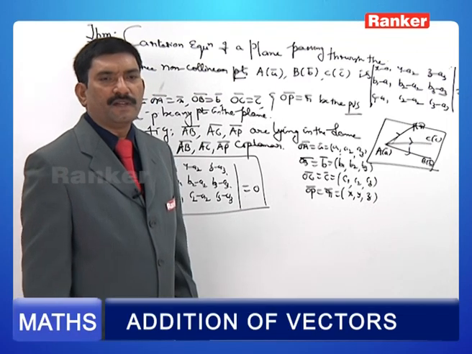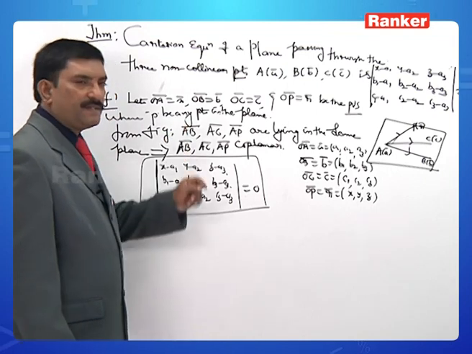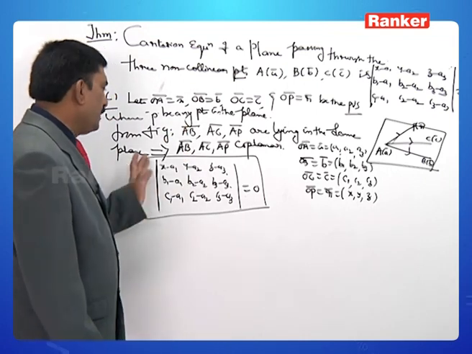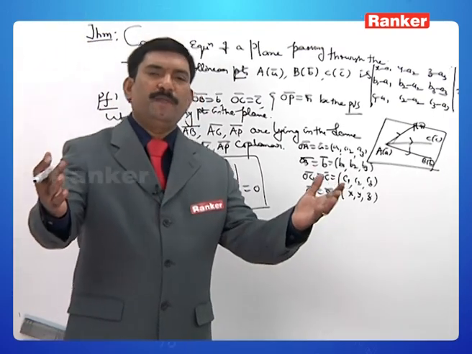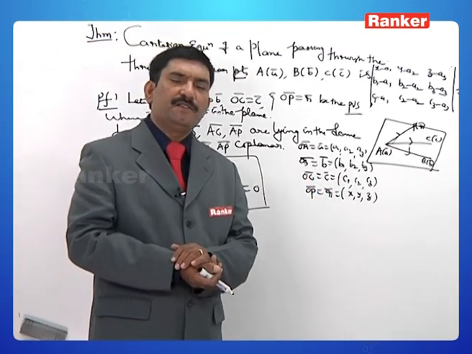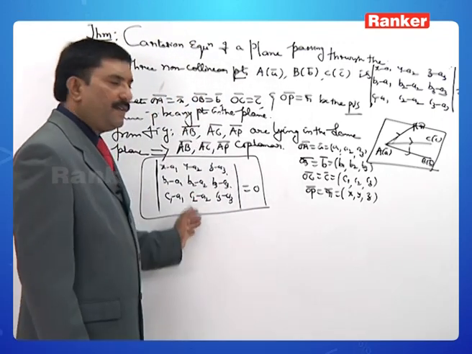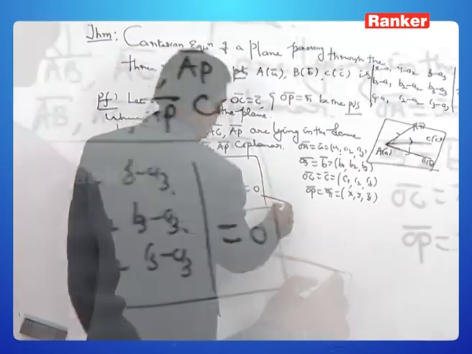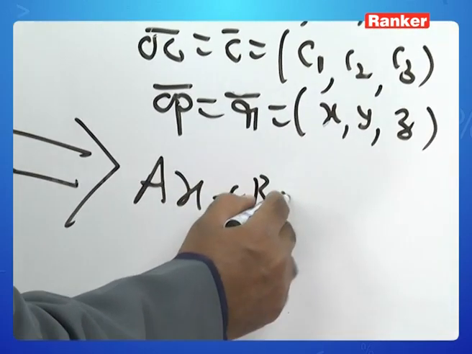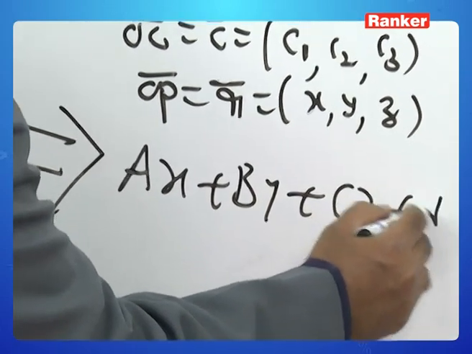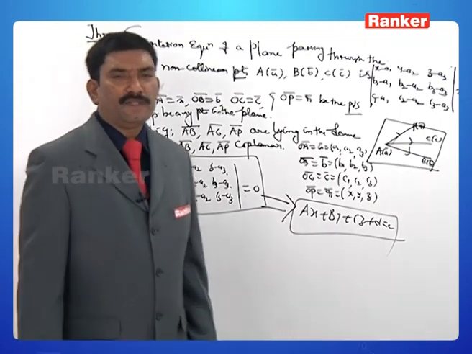Followed? So since from the figure the vectors are lying in the same plane, they are coplanar. When they are coplanar, box of AP bar, AB bar, AC bar is equal to 0. Box is nothing but a determinant value. If you expand, you are going to get the plane equation in the form of Ax plus By plus Cz plus D is equal to 0, right? This is the Cartesian equation of a plane.